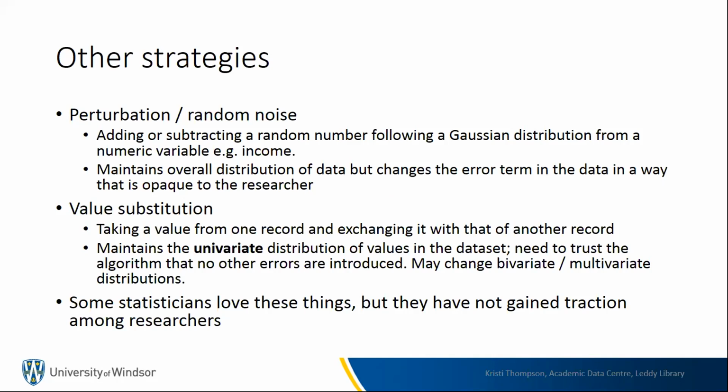Value substitution. This is taking a value from one record in the data set and exchanging it with that of another record. This maintains the univariate distribution of values in the data set. If you started off with 27 responses of 3, you'll end up with 27 responses of 3. However, this may change bivariate or multivariate distributions. You need to trust the algorithm that no other errors are introduced. Some statisticians really love these things, but they have not gained much traction among researchers, at least among social science researchers that I'm familiar with.